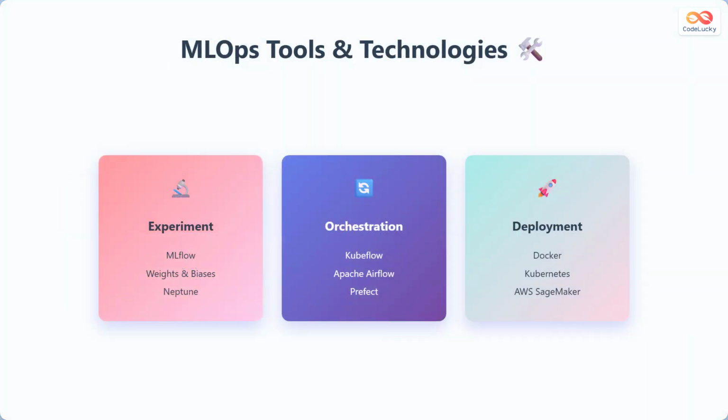There are numerous tools and technologies available for MLOps. For experiment tracking, we have MLflow, Weights and Biases, and Neptune. For orchestration, we can use Kubeflow, Apache Airflow, and Prefect. For deployment, we have Docker, Kubernetes, and AWS SageMaker.